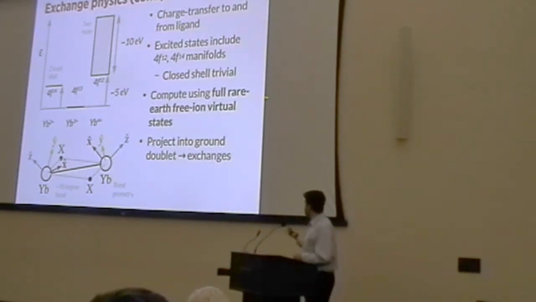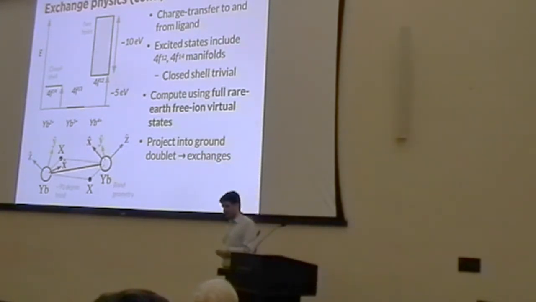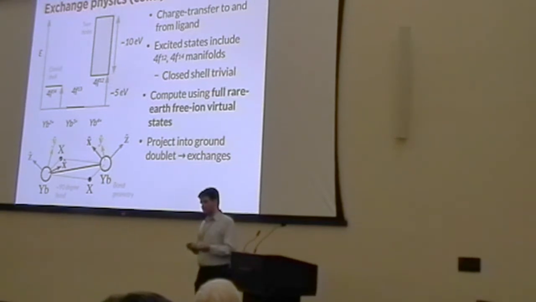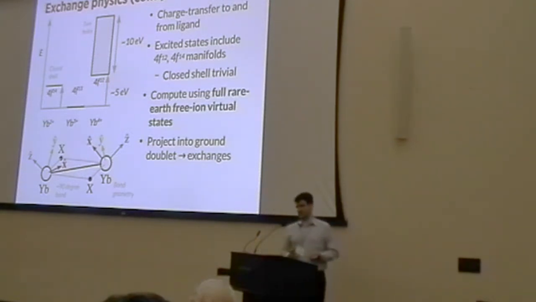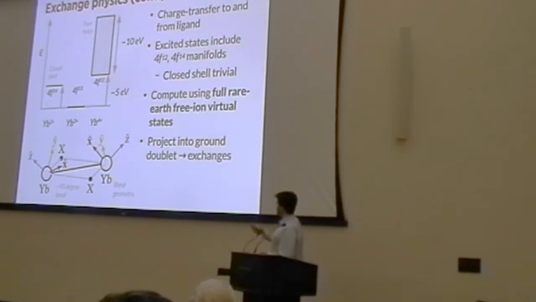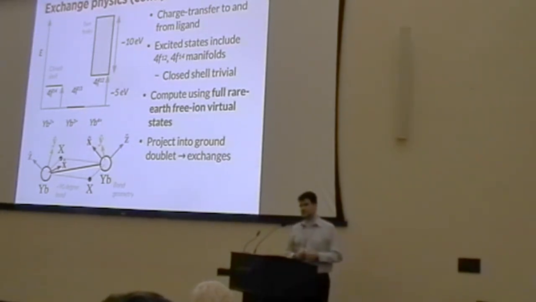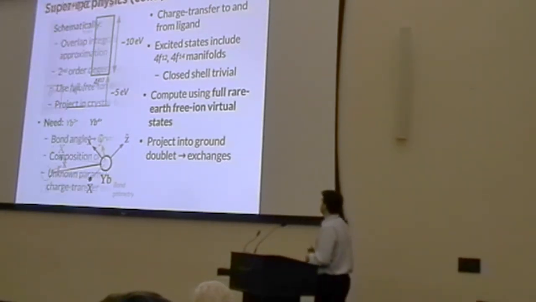What I'm going to describe to you is the simplest way to try to compute these exchange interactions, which is you include these charge transfer processes, and then you assume that the virtual states that are involved in the middle here are just free ion states. This is a reasonably good approximation. And then once that's done, we project into these gamma-4 doublets, which are the crystal field ground states.